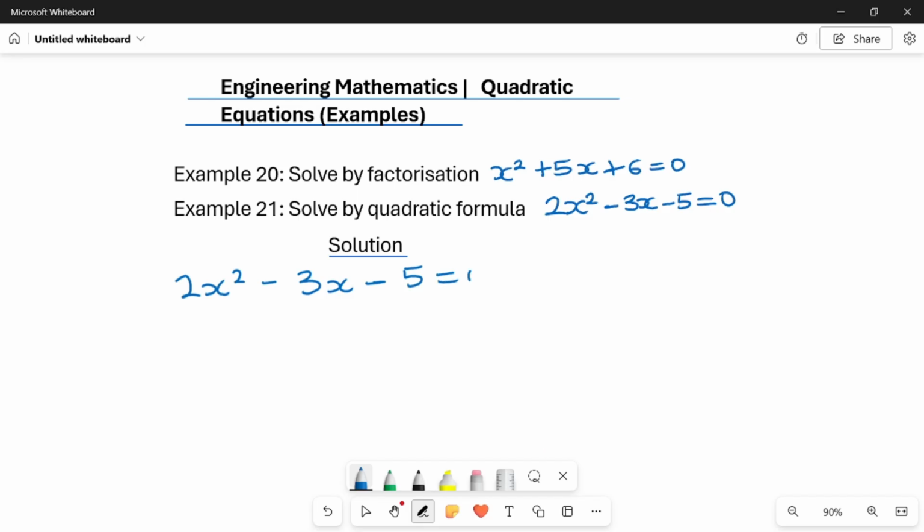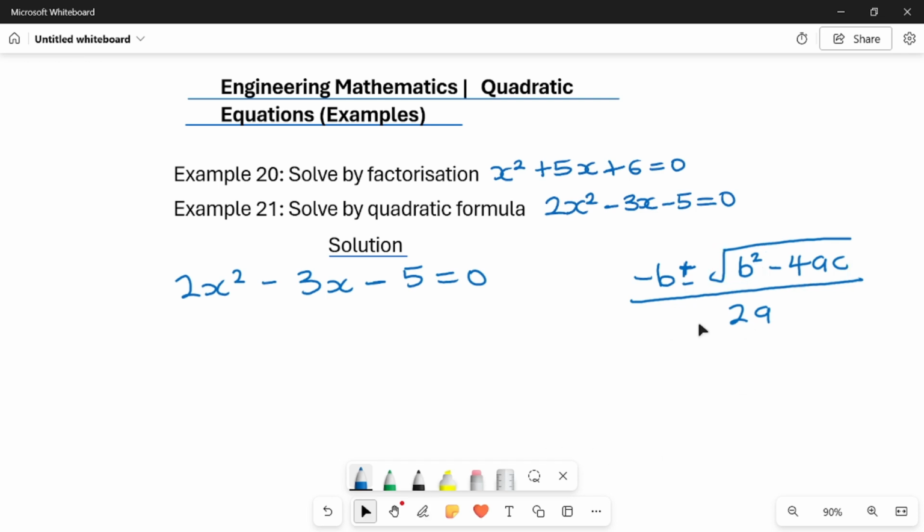5 equals to 0. Remember our quadratic formula, which states that minus b plus or minus square root of b squared minus 4ac, all over 2a. So this is our quadratic formula here. So we'll use this formula to solve this quadratic equation.